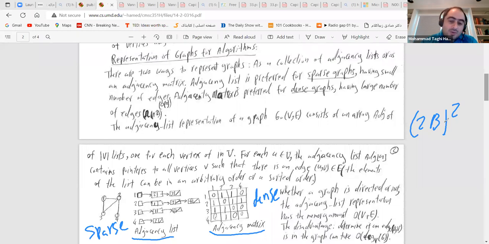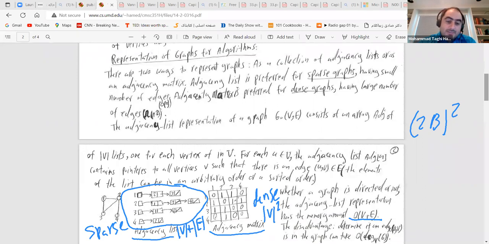Now, what is the difference between them? The good thing about the adjacency list is that the memory we need for this is order V plus E. Why? Because these are essentially V, an array of size V, and then each of them is a linked list. The size of each list is the degree of the vertex, so the sum of the degrees would be 2 times the number of edges. So the total size here would be V plus E. However, when we have the matrix, the size would be V squared, like the memory, which is huge.